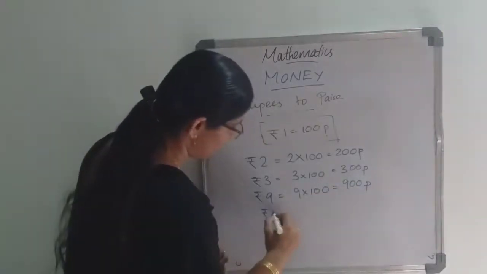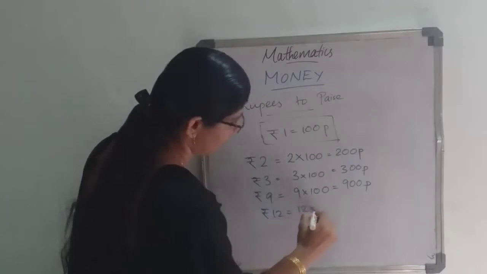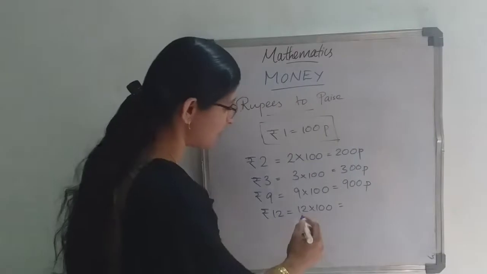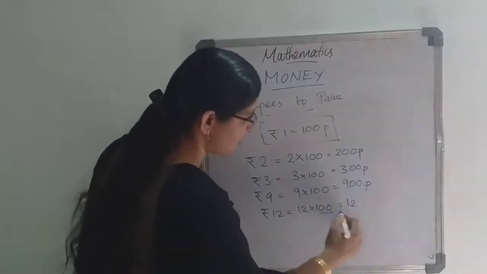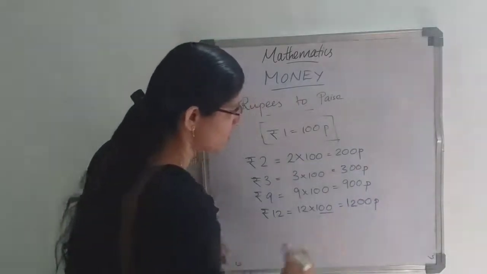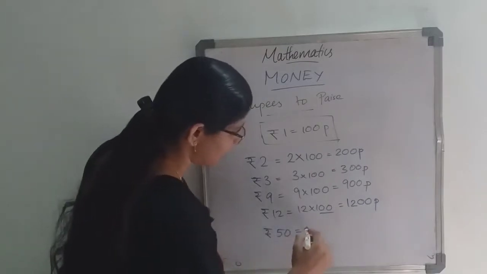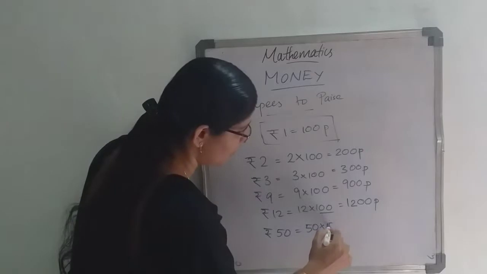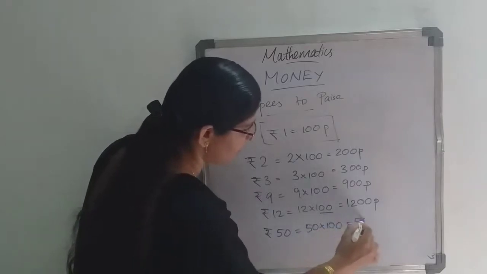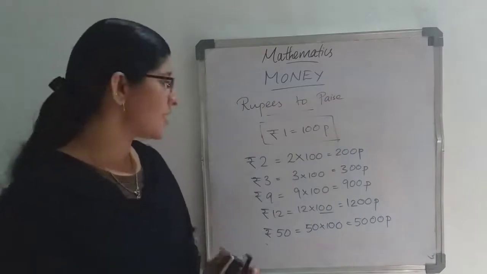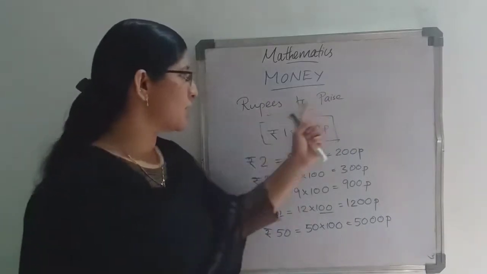If it is 12 rupees, 12 into 100. We already studied how to multiply easily with 100, isn't it? What is the method? Write the given number. How many zeros are there? 2 zeros. So 1200 paise. If it is 50 rupees, how many paisa? 50 into 100. That is 50 and 2 zeros. So 5000 paisa. So this is the easy method of converting rupees into paisa.